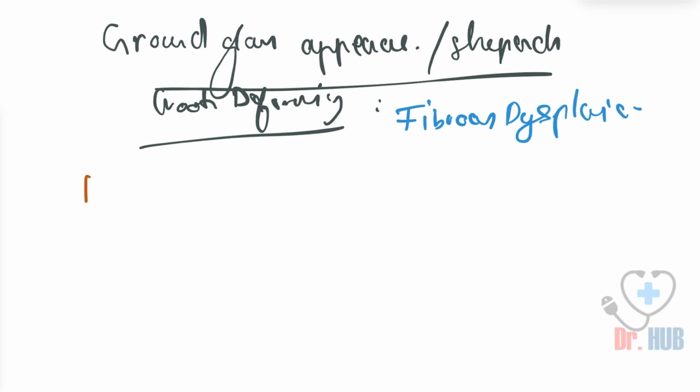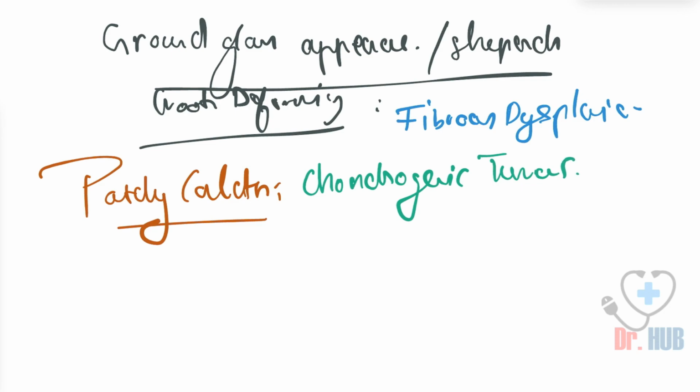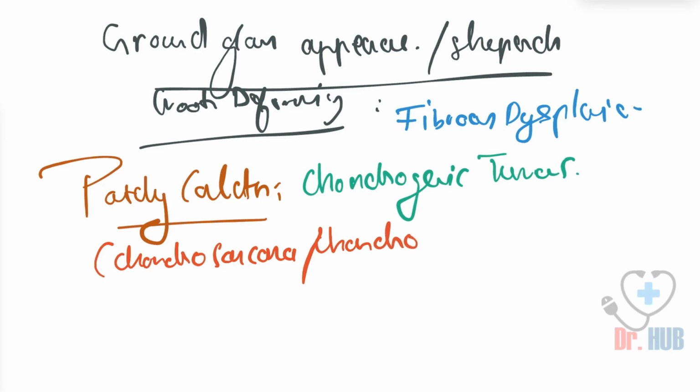Next we move on to the patchy calcification. So what does this patchy calcification indicate? It is nothing but the chondrogenic tumors, which include the chondrosarcoma as well as the chondroblastoma. So this is all the patchy calcification.